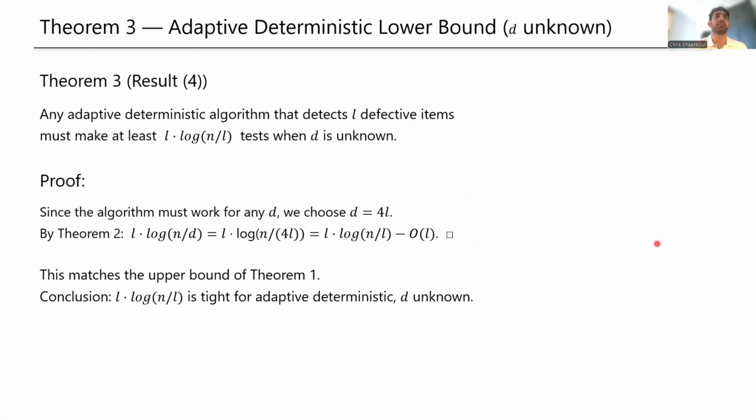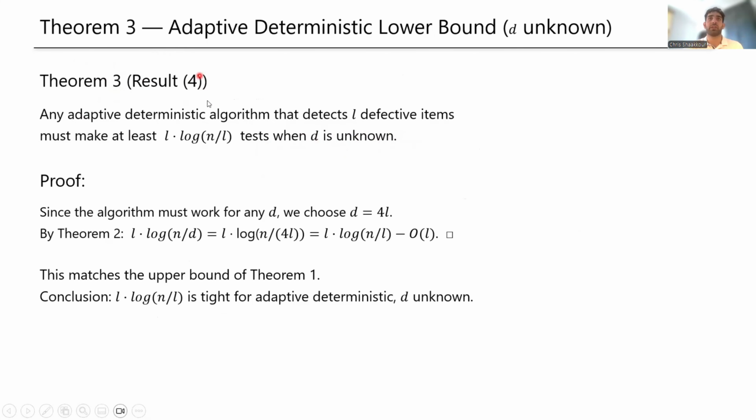Theorem 3 says any adaptive deterministic algorithm that detects L defective items must make at least L times log(n divided by L) tests when D is unknown. So to prove theorem number 3, or result number 4, we are going to be using theorem number 1. The only difference here is that D is unknown, in contrast with theorem 1, where the number of defective items in the whole group is known.